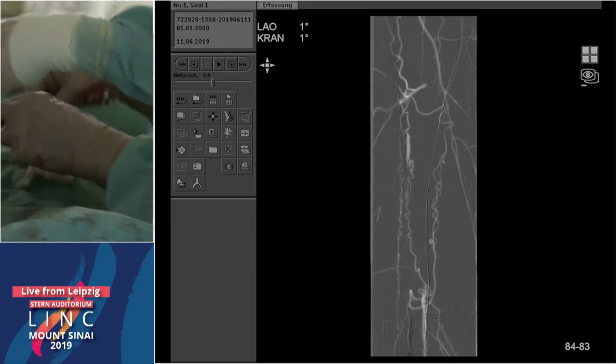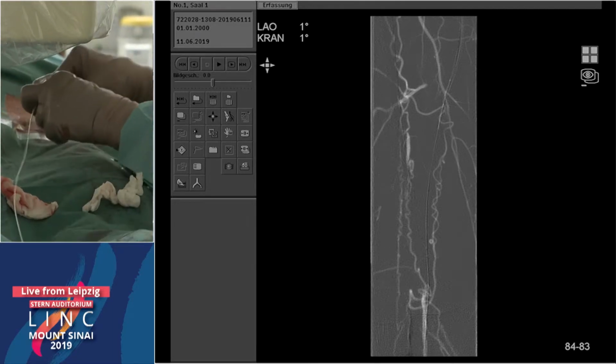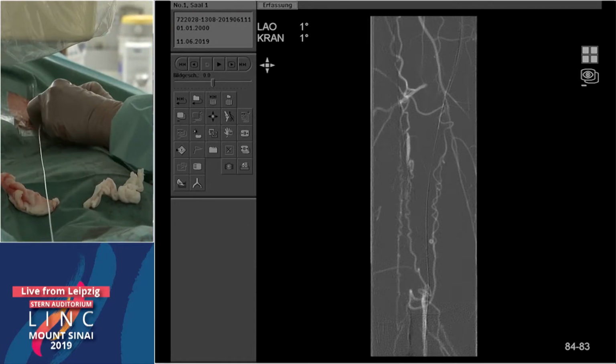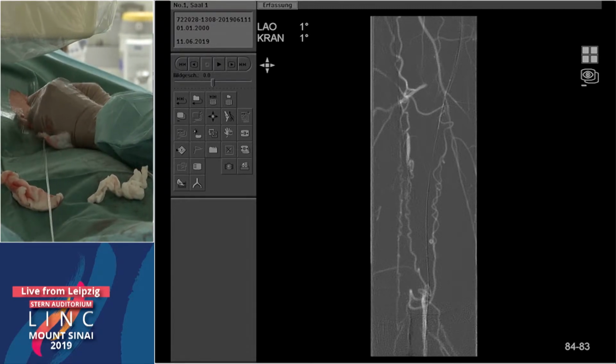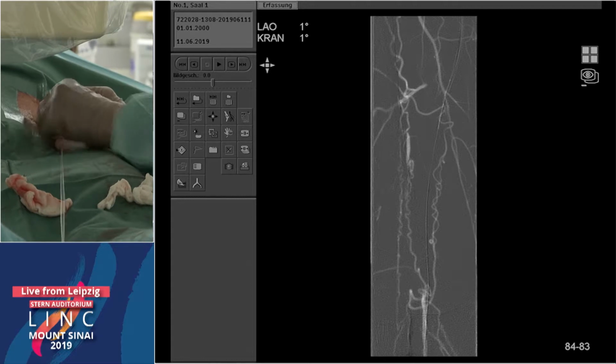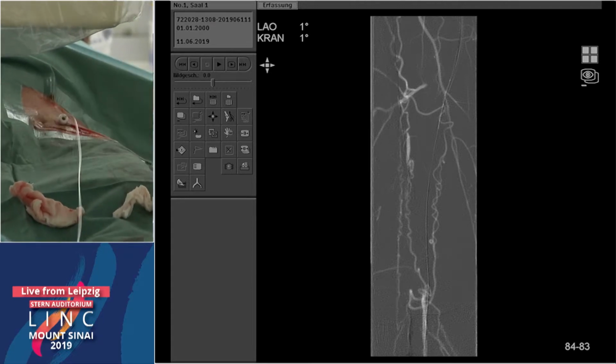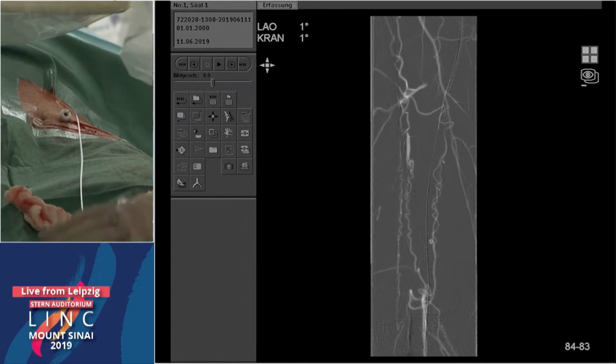Andre, you are evidently partially subintimal. What is the role of the scoring balloon in such a case? If you are not, well, yeah.